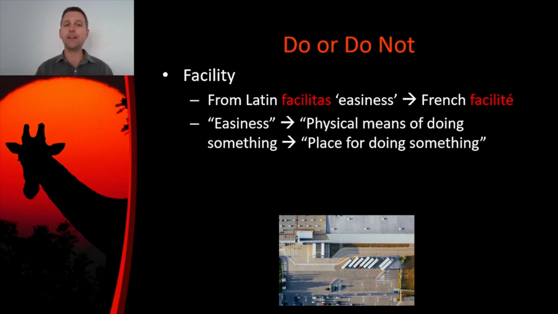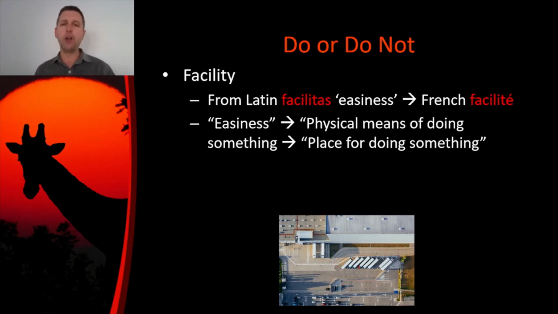Now, the original meaning of facility, even in English, when we borrowed it, was just easiness. And sometimes people still use it this way. Like somebody might say that you have a facility for playing football. I don't know if anyone's ever told you that before, but that means you're skilled at it. You're good at it. It's easy for you. And so we still use the word facility in that context today.